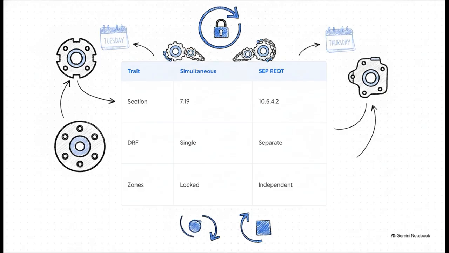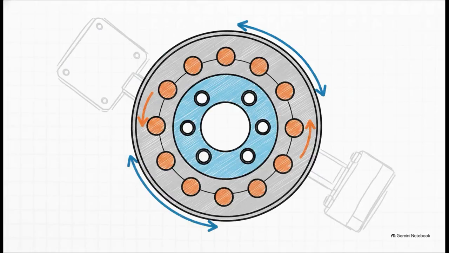But wait, what if your inner ring mates to one component on a Tuesday and your outer ring mates to a completely different component on a Thursday? If they mate to different components at completely different stages of assembly, artificially locking them together on the drawing is going to cause major assembly failures. And that is exactly why you have to explicitly add the SEP-REQ, or Separate Requirements note, right next to your feature control frame. Slipping that note in allows those two patterns to establish completely separate datum reference frames.